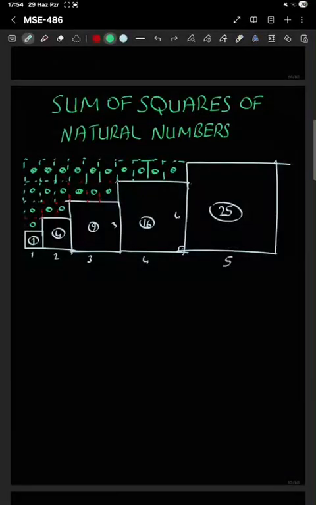Hello everyone! Today in this video we will just talk about the sum of the squares of natural numbers. So I thought, how can we get the sum of the squares of natural numbers by using a geometric approach?